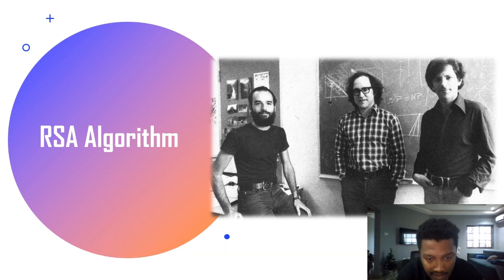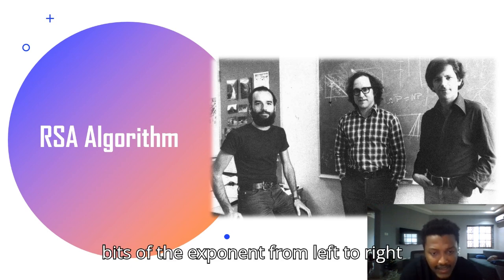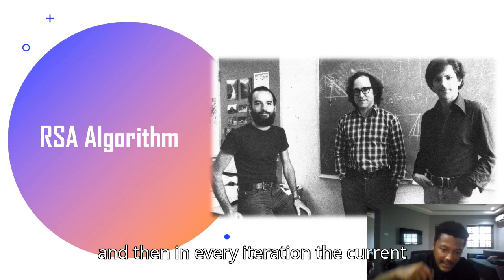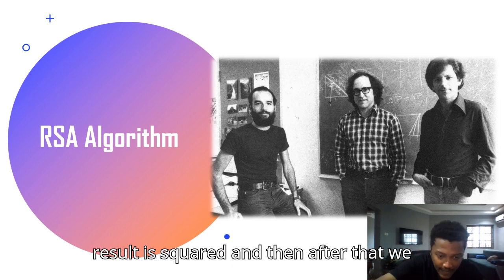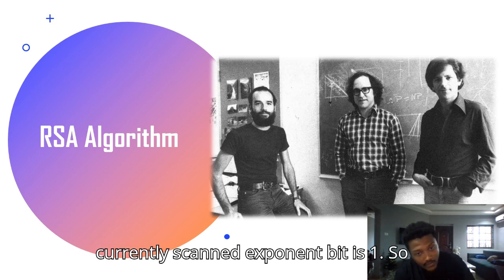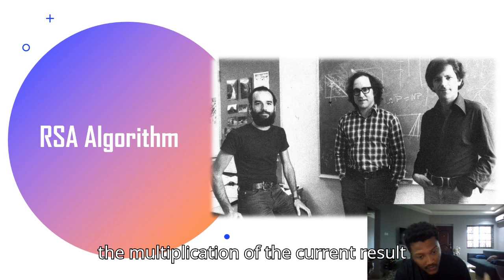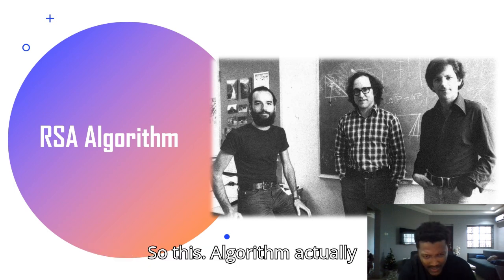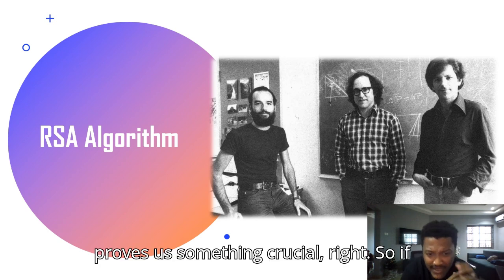Represent the exponent in binary form first of all, and then scan the bits of the exponent from left to right. In every iteration, the current result is squared. Then, if and only if the currently scanned exponent bit is 1, a multiplication of the current result is also performed following the squaring. This algorithm proves something crucial, right?